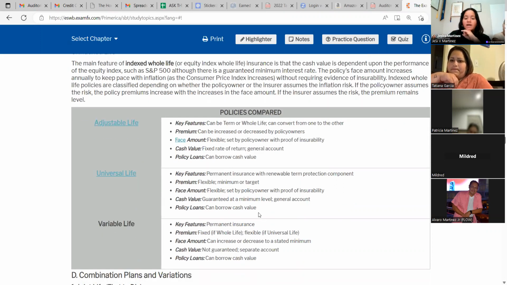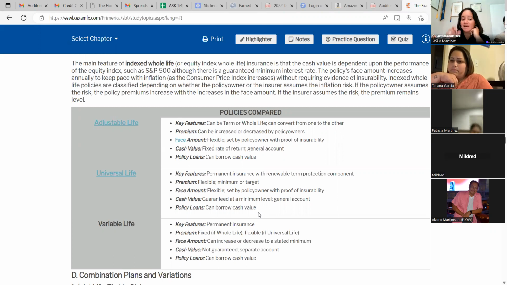Universal as well, it has permanent insurance with a renewable term protection component. The premium is flexible. This is the one that has a minimum and the target. The minimum at least keeps up with insurance cost. The target will keep you having that cash value and making sure you're always covered and there is no lapse. Your face amount is flexible, set by policy owner with proof of insurability. You have cash value guaranteed at a minimum level in that general account. So if you see questions about general accounts, they could be talking about adjustable or universal, so you have to read the question to see which one they are referring to.